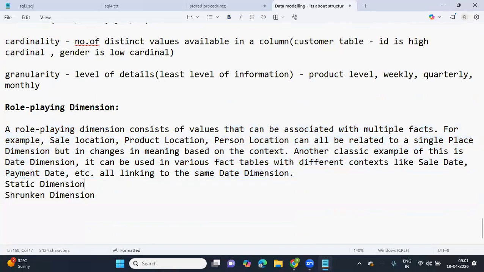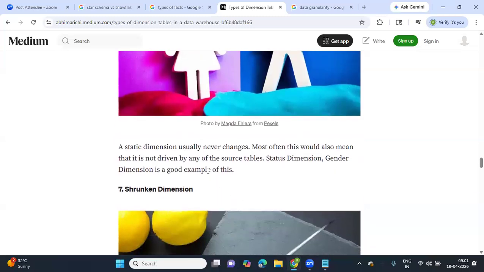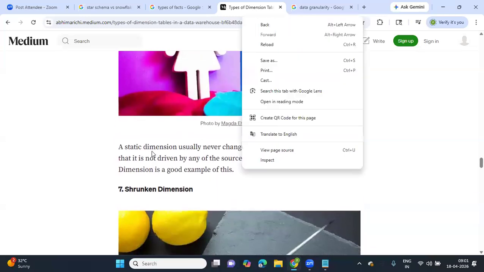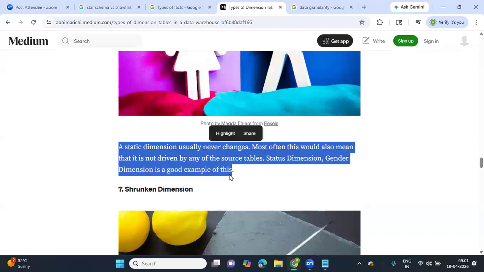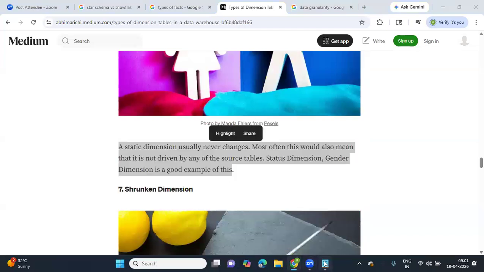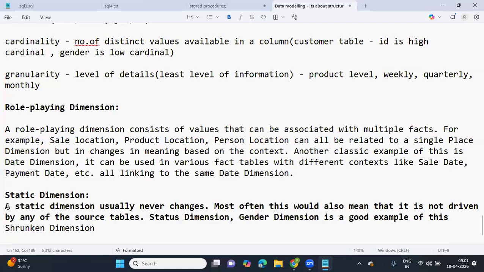Okay, static dimension. These are not going to change ever. Like the gender column: male, female, others. There is no other category. They are all static. It never changes. Or the attendance of the students. It might be present or absent. Only two. It is never going to change, whatever the reason is. Static dimension means fixed dimension. They are not going to change ever.